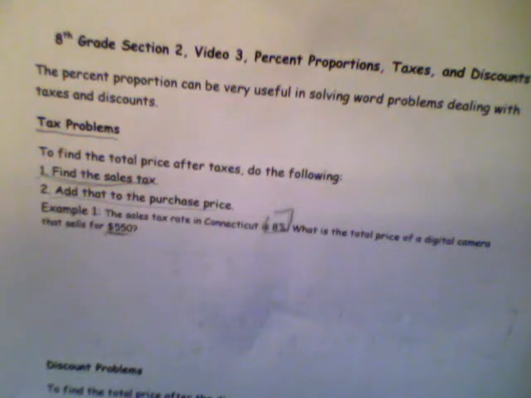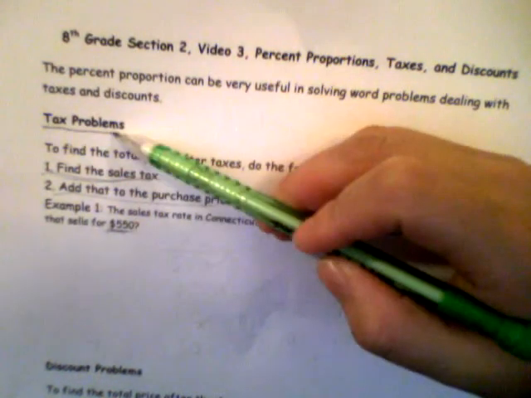So the last couple of days we have been working with the percent proportion. Today in class, after your quiz, you used the percent proportion to solve word problems. Tonight we're going to talk about how the percent proportion can be used to solve word problems dealing with taxes and discounts. So we're working with two particular types of word problems. The first one we're going to look at is the tax problem.